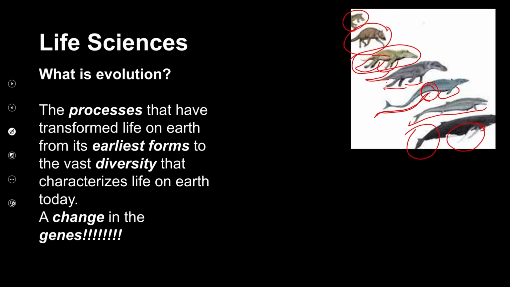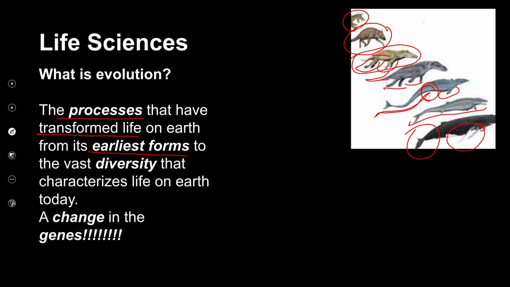So let's have a look at the concept, and basically what evolution is: it's processes that take place. And during those processes, as I said, genetic mutations occur, and they change or transform life from what it was in its earliest forms.